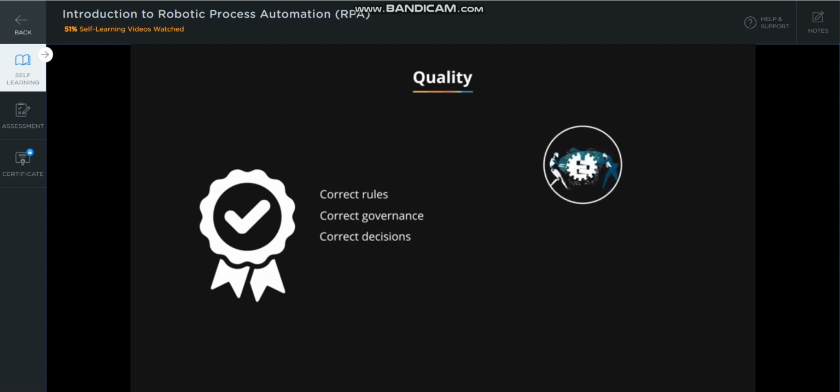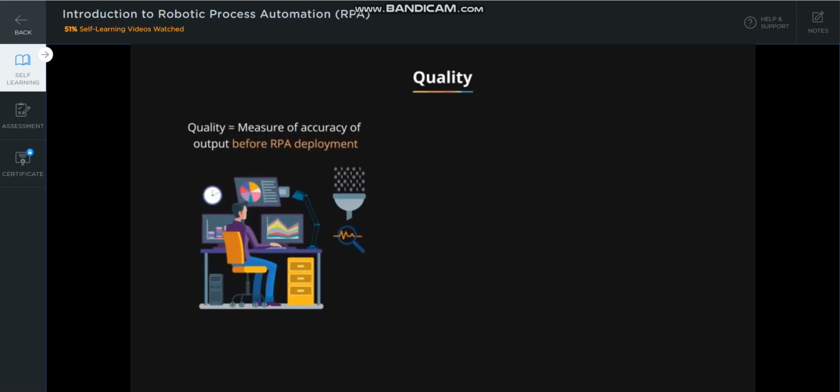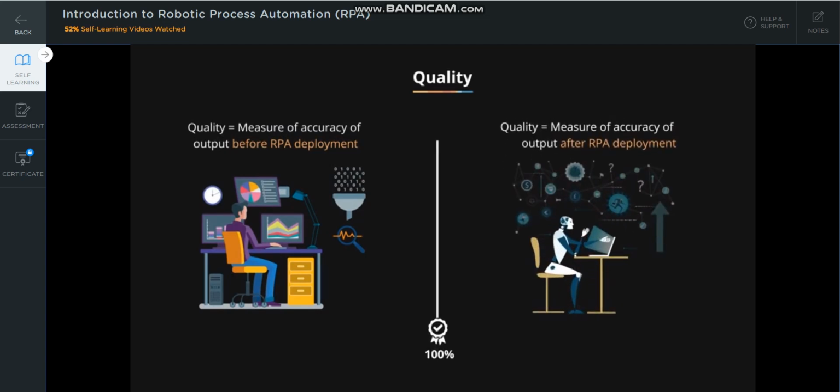Are the RPA inputs accurate? If they are, companies should see 100% accurate outputs because robots do not deviate from the design process. If a company has installed the correct rules, correct governances, and correct decisions, the human error is eliminated completely. Some companies measure in terms of rework, others in the cost of dissatisfaction of customers, internal and external. So quality equals measuring output accuracy before and after RPA deployment. It should be 100% after.